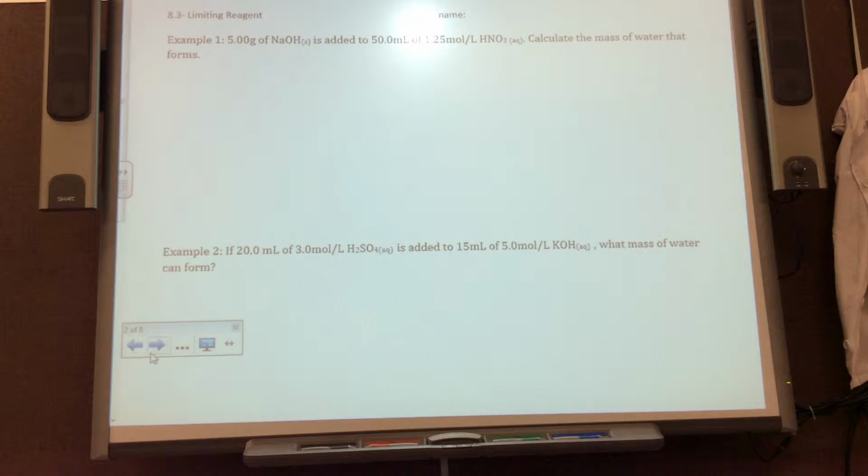So let's do this example. Say we have 5 grams of sodium hydroxide. It's added to a known volume and concentration of nitric acid. Calculate the mass of water that forms.